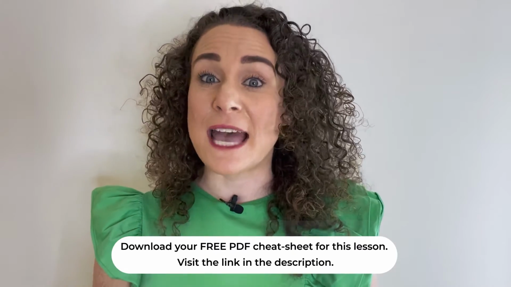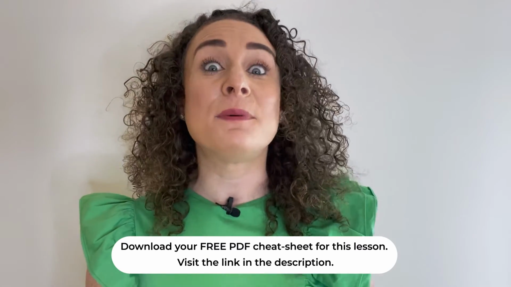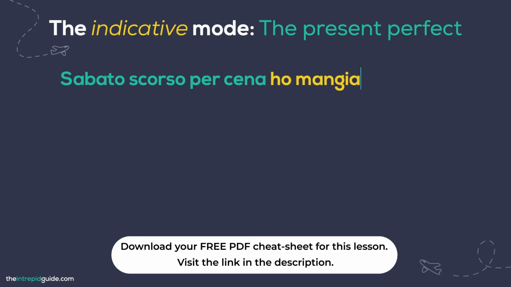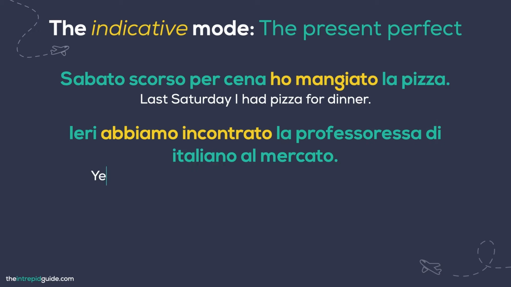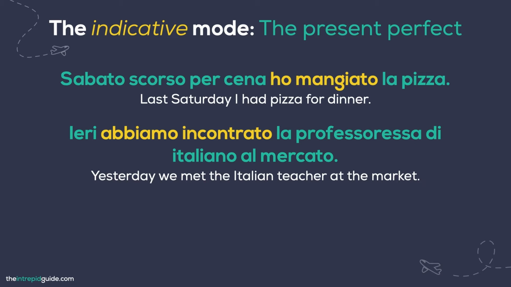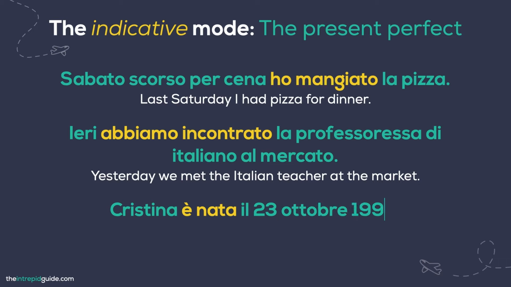Here are some more example sentences on verbs in the passato prossimo. Sabato scorso, per cena, ho mangiato la pizza. Last Saturday, I had pizza for dinner. Ieri abbiamo incontrato la professoressa di italiano al mercato. Yesterday, we met the Italian teacher at the market. Cristina è nata il 23 ottobre 1992. Cristina was born on October 23rd, 1992.